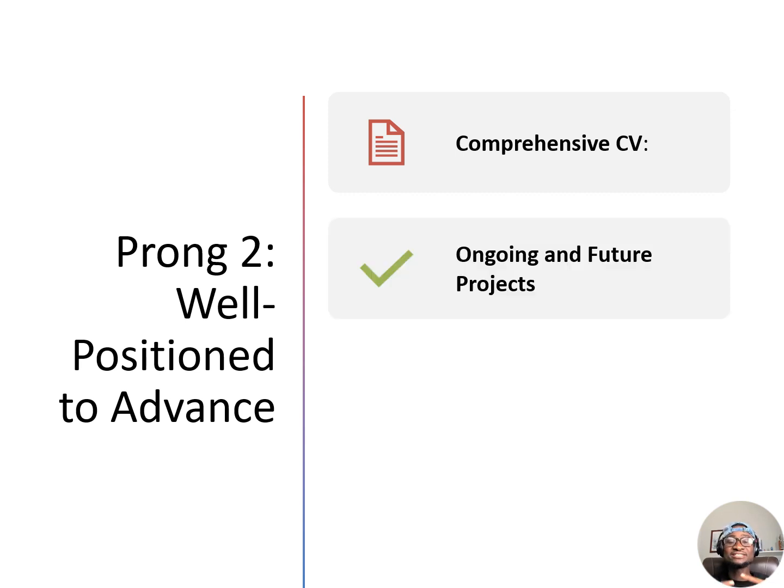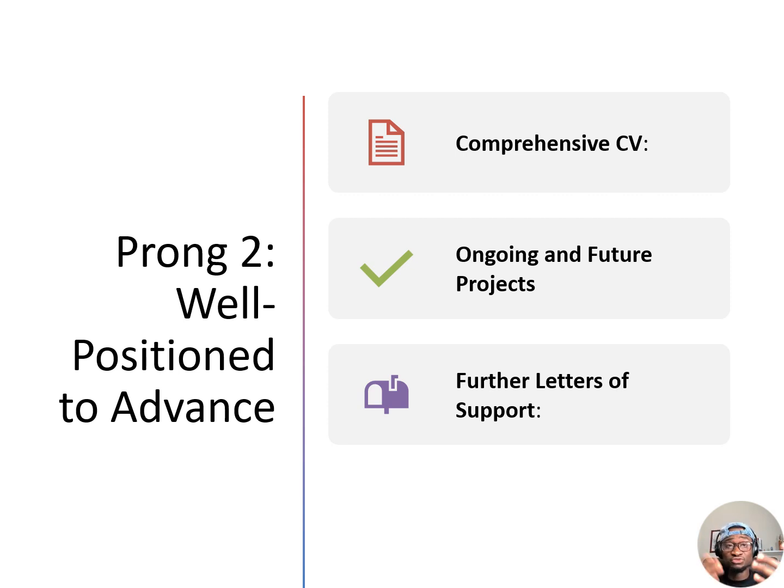The second part of it is ongoing and future projects. Just outline any current projects or research proposals showing that you have a clear trajectory for your future contributions. And especially for people in PhD programs, I know this is something that will come in handy for you. The last but not least is further letters of support. We spoke about this in prong one and the second part of prong one, but these should be letters from your colleagues, mentors, or collaborators in your research work who can attest to your unique skills, your role in the ongoing project, and your potential for future impact.